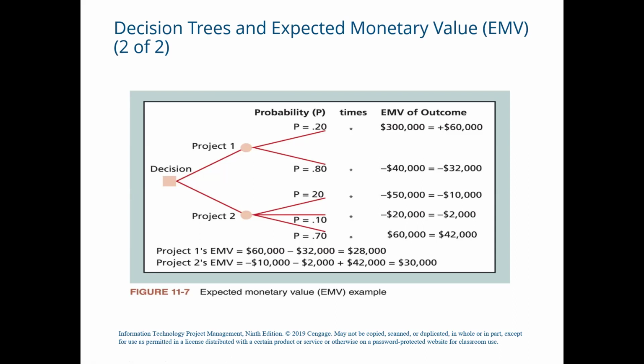Now you can see here the probabilities and the outcomes for the second branch, for project number 2. It has 3 probabilities. Suppose there is a 20% probability that Cliff's firm will lose $50,000, as you can see with the minus sign, and also a 10% probability that it will lose $20,000, and a 70% probability that it will earn $60,000. Again, the expert would need to estimate these dollar amounts and probabilities.